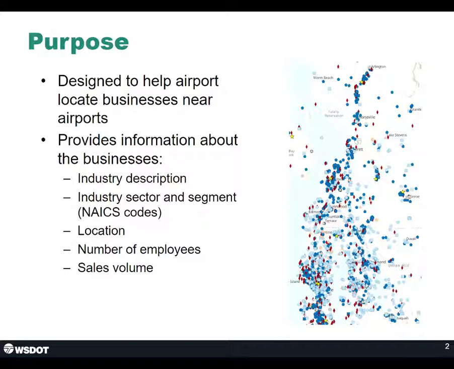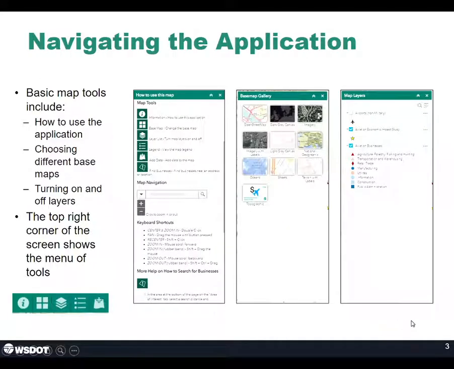The NAICS codes that are identified or captured in this application are those that have a propensity to do business with aviation, and a comprehensive listing of those NAICS codes is available from our communicator. You can see here a variety of different attributes that are provided for each business. But before we start exploring and trying to locate businesses, let's get a brief orientation to the tool.